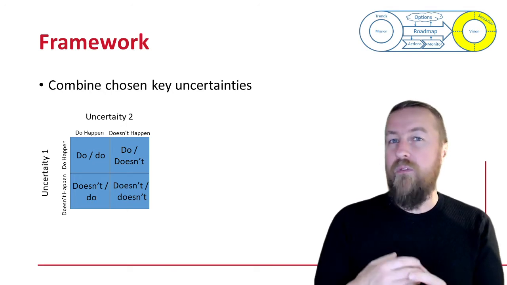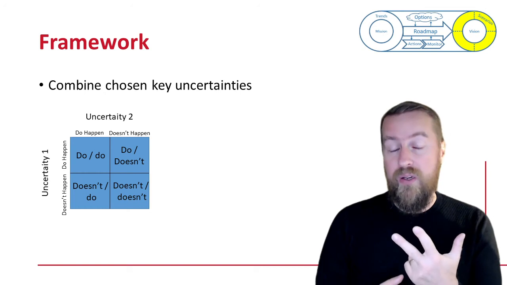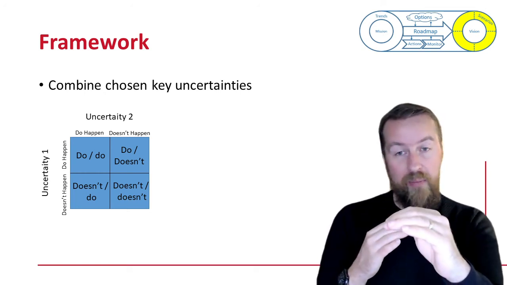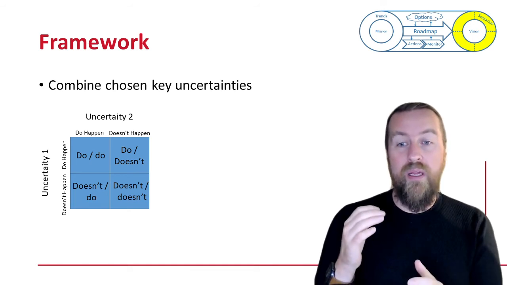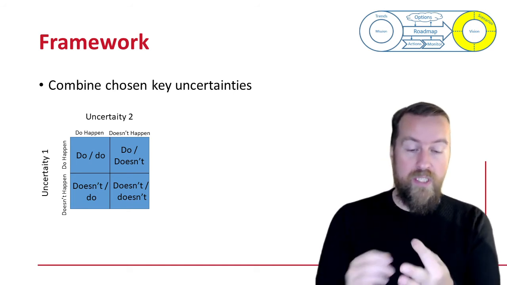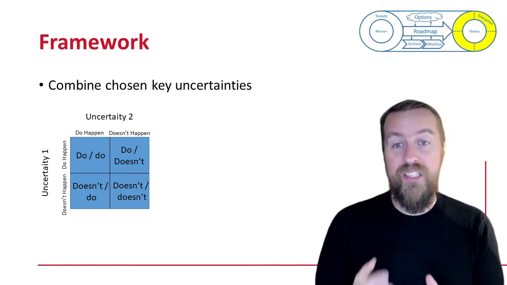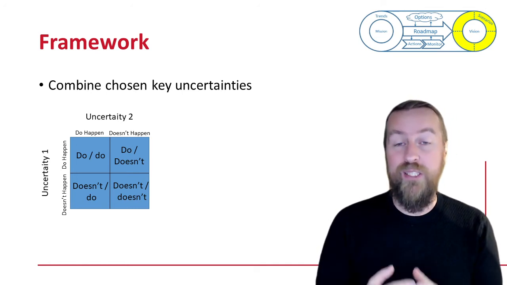Remember, if we then had three key uncertainties, we had to build another dimension. So that would be 2 times 2 times 2. So 8 scenarios we suddenly need to build.